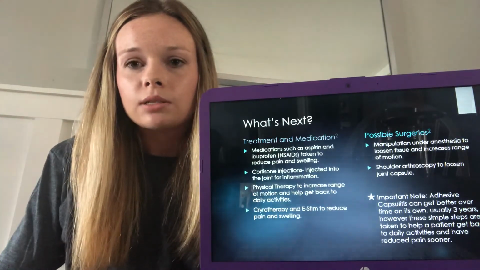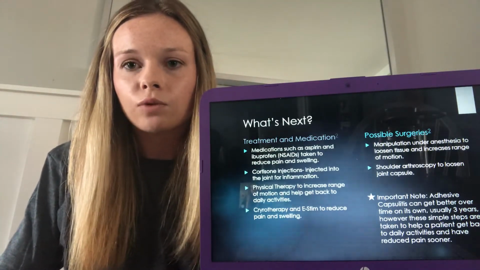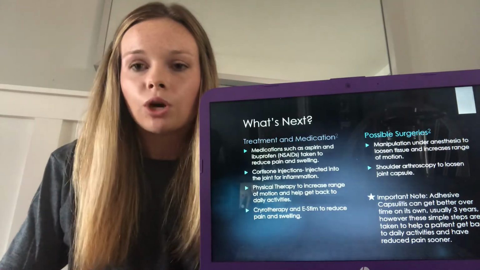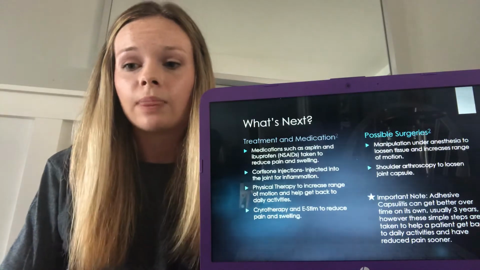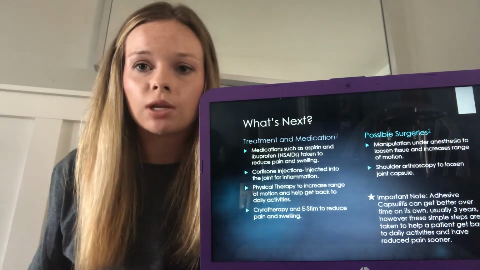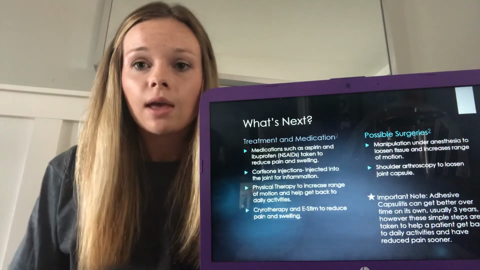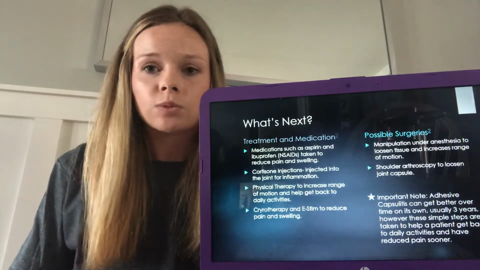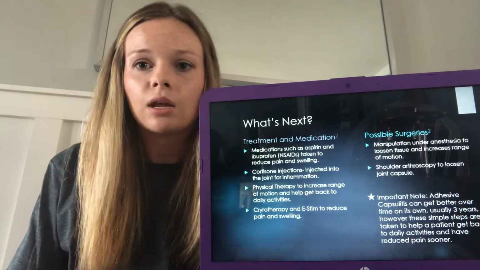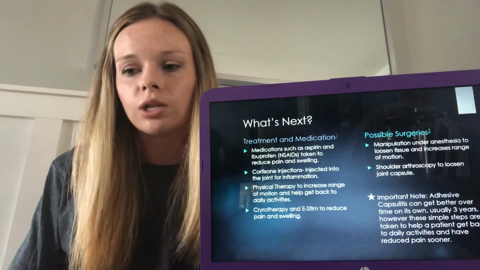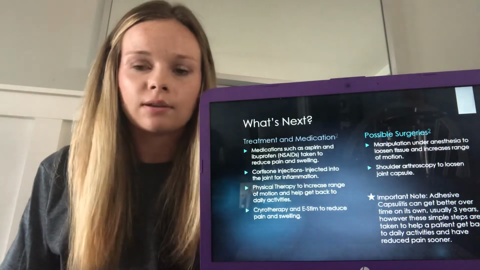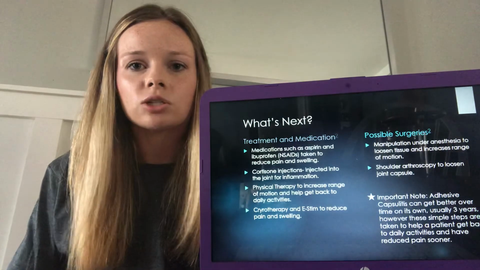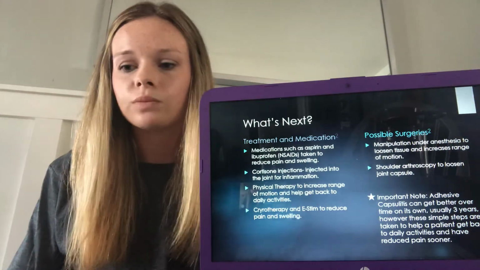So treatment. In most cases of frozen shoulder, they are going to be referred to physical therapy, and this is to increase range of motion and help in daily activities. NSAIDs such as aspirin and ibuprofen can be taken in order to decrease the inflammation and help with the pain. Things such as cold compression and E-stim can also be given. This is usually given in physical therapy.